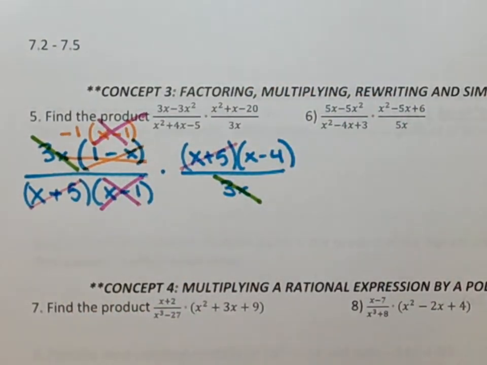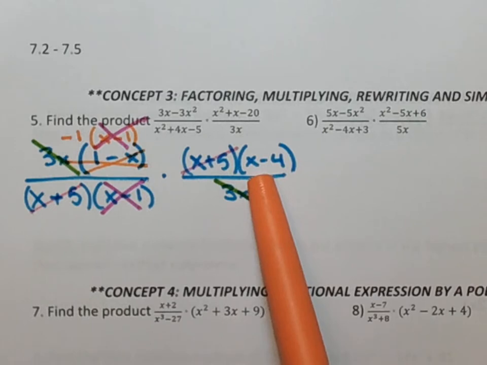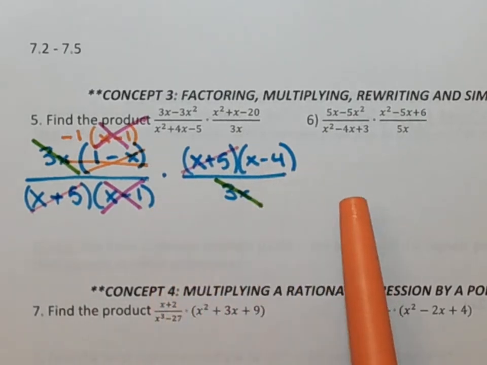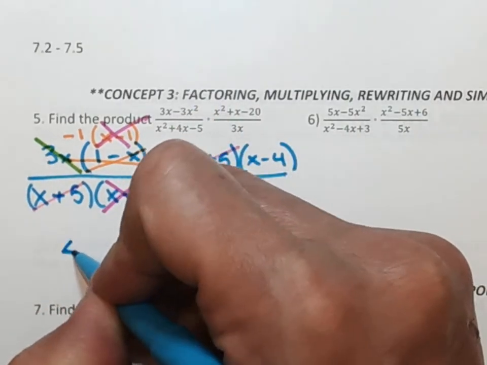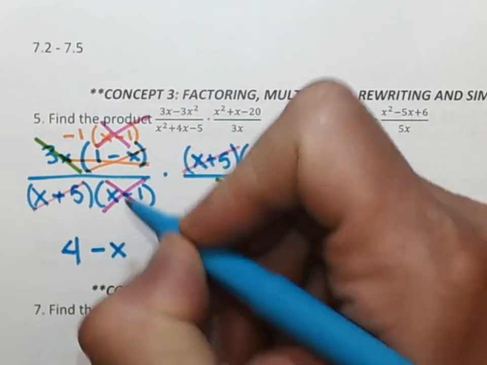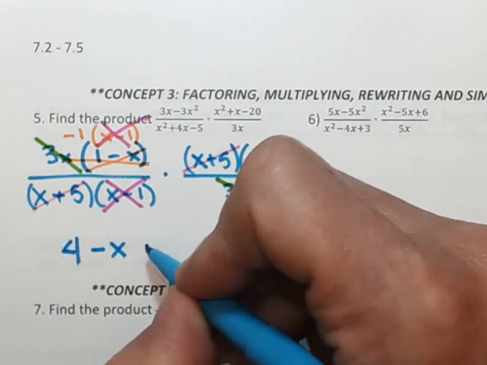Okay, so what do I have left? Negative 1 times x minus 4, and you could write negative 1 times x minus 4. I prefer to write it like this: 4 minus x. I distribute that negative 1 in there.